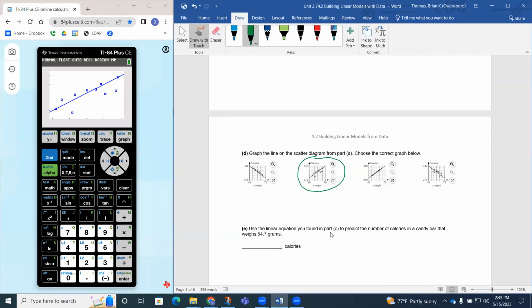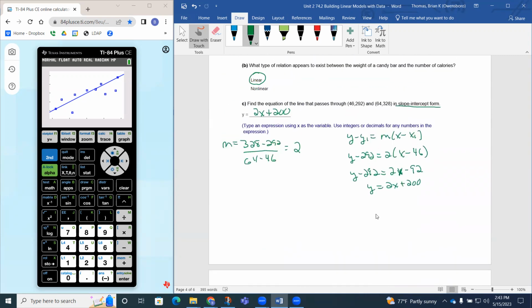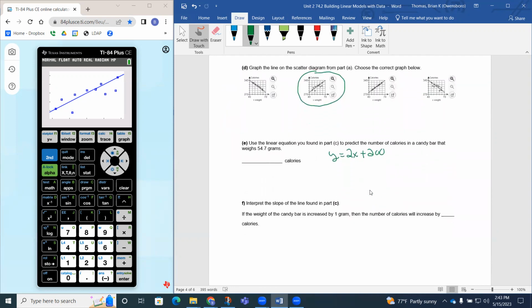So use the linear equation you found in part C to predict the number of calories in a candy bar that weighs 54.7 grams. Our function is y equals 2x plus 200, I believe was the equation we had in part C. Remember, the x represents the weight of the candy bar and the y was the calories. They gave us the weight that's going to go in for x. So y is going to equal 2 times 54.7, and then I'll add another 200. That's going to be a little bit over 300, isn't it?